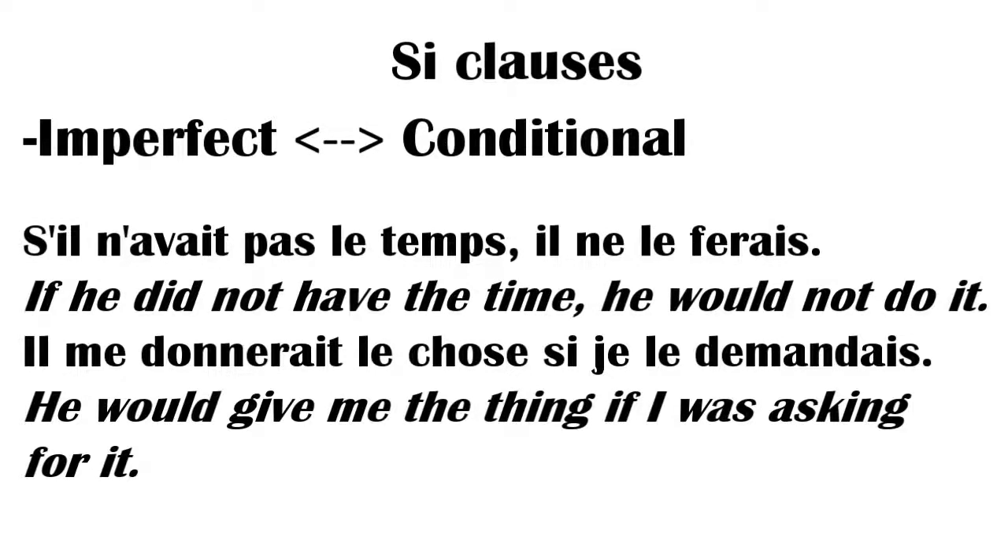The second tense pair is the imparfait-conditionnel. An example of this is s'il n'avait le temps, il ne le ferait. This means if he did not have the time, he would not do it. The second example is il me donnerait les choses si je le demandais. He would give me the thing if I was asking for it.